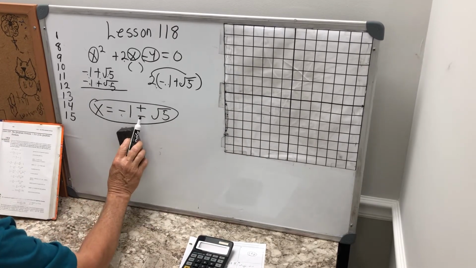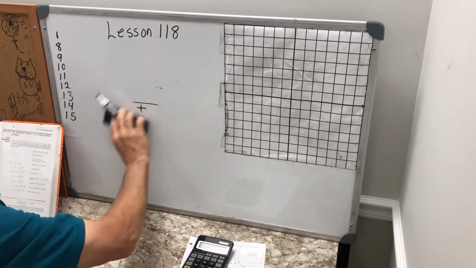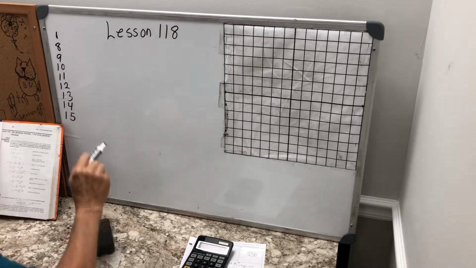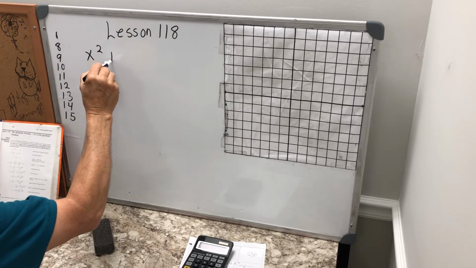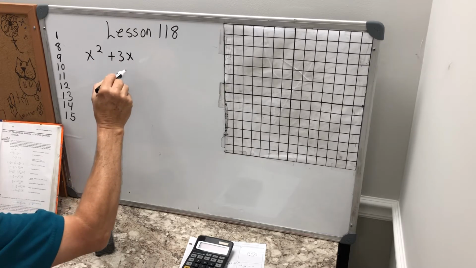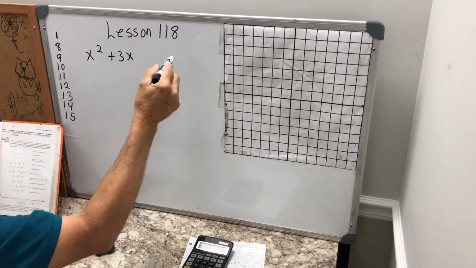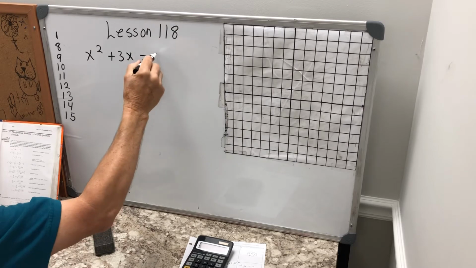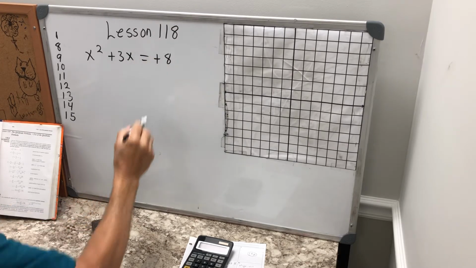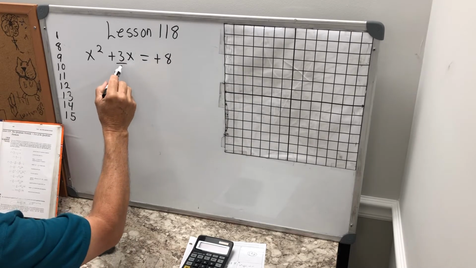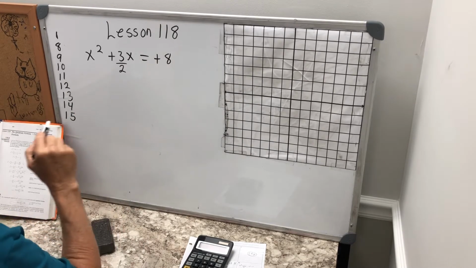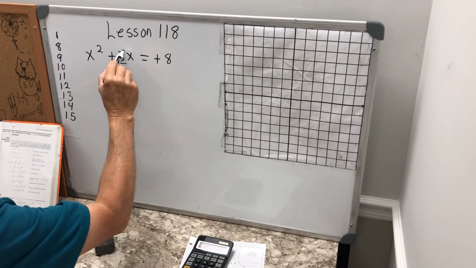Okay, here is the answer for number 8. We're going to number 9. Number 9 is x squared plus 3x, and allow me just to simply move that negative 8 over to the other side, and it becomes a positive 8, right? Okay, step number 1, we always take this number and divide it by 2. And then we square it.